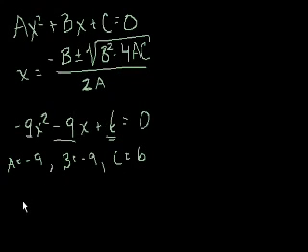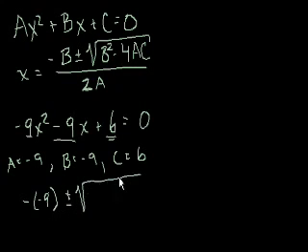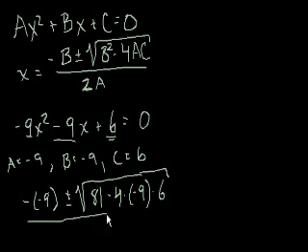So negative b, so it's negative times negative 9, right? That's b, plus or minus the square root of b squared, so that's 81, right? Negative 9 squared, minus 4 times negative 9, right? That's a, times c, which is 6. And all of that over 2 times negative 9, which is minus 18, right? 2a, 2 times negative 9.